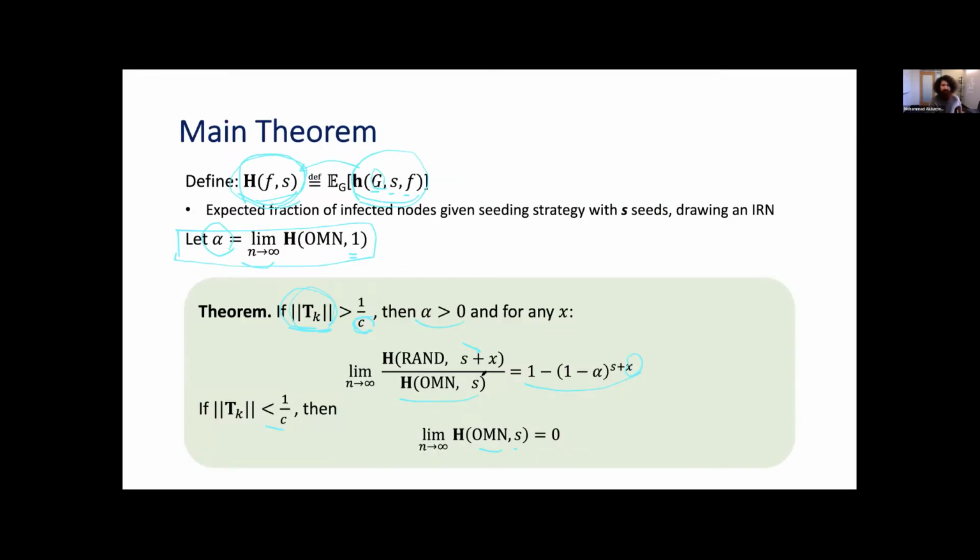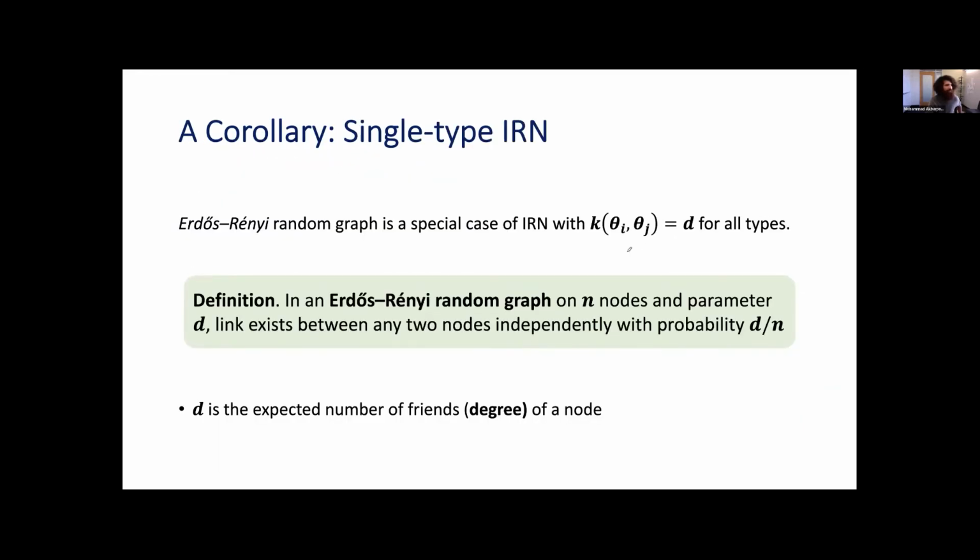One corollary is this familiar Erdős-Rényi random graph. If all types have equal probability to be connected, it's an Erdős-Rényi random graph, right? So the kernel function is like D for everyone. Any two people are connected with probability D over N. I have N nodes. Any two people are connected with probability D over N. So D is the expected number of friends of any node. This is the Erdős-Rényi random graph.